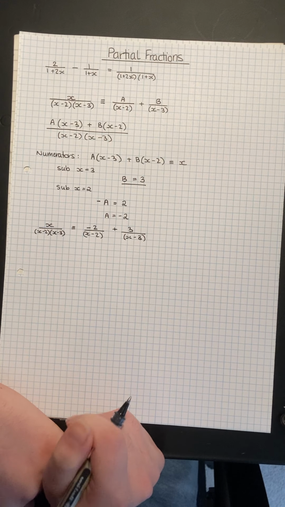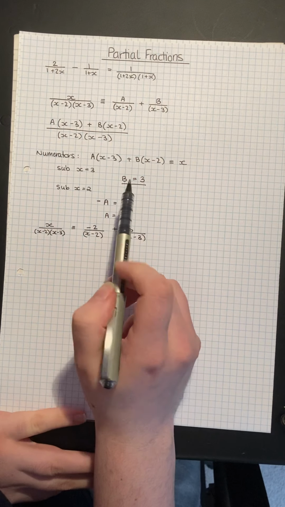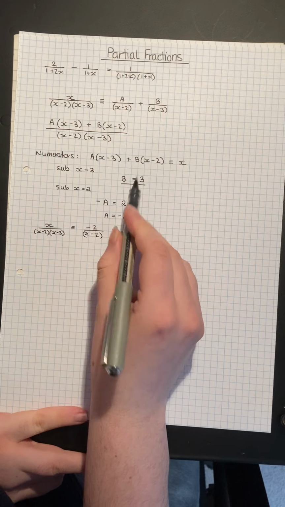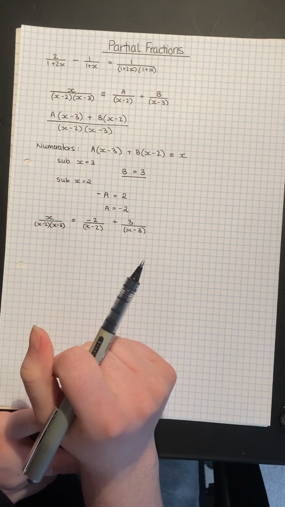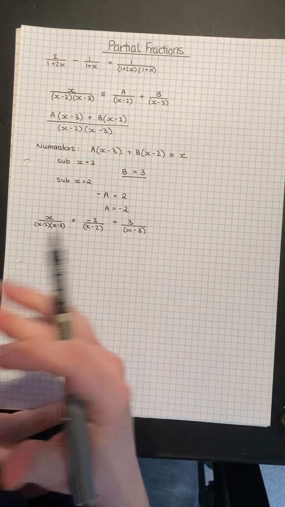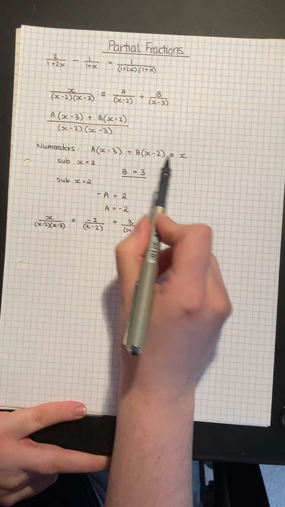And yeah, you would be done. Okay, so that was one method, substituting in strategic values for x so that you get rid of one of the unknowns and are just left with the other one. Another method is continuing from this step.